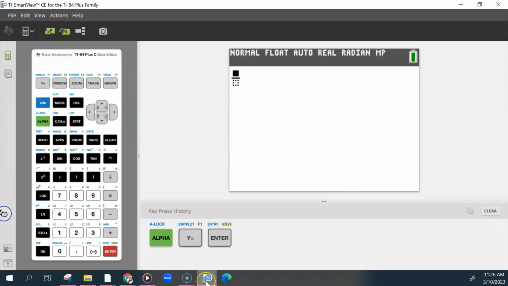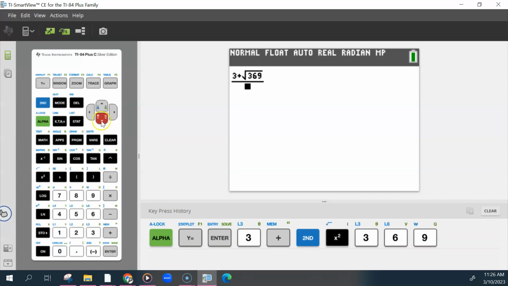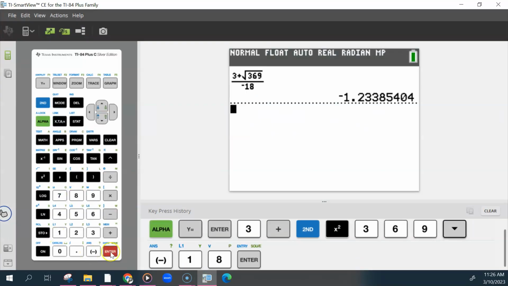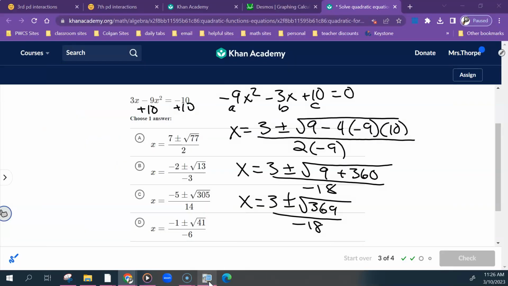So if I put in 3 plus the square root of 369 all over negative 18, I would get this decimal. And then we have to figure out which other one has the same exact decimal. So which one do we think would be the answer? We can check them all, or we can start with one you think might be the answer. Any guesses?